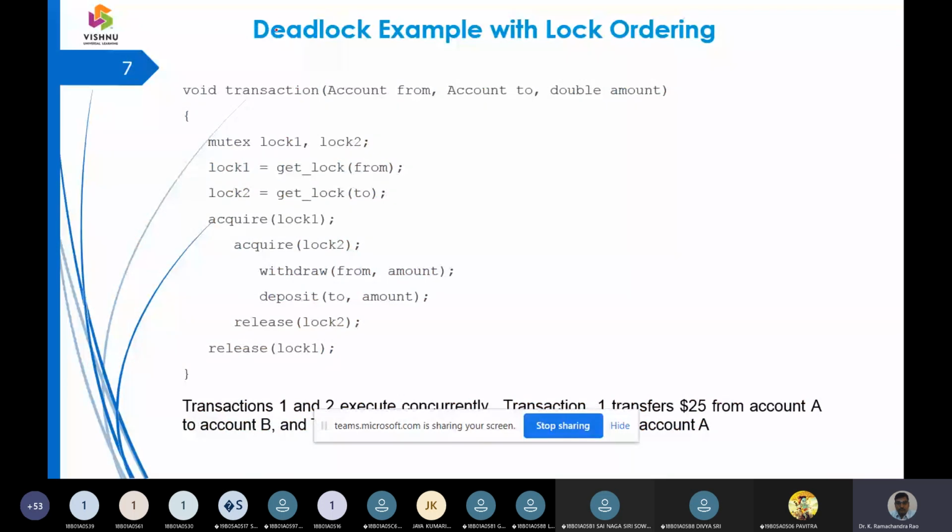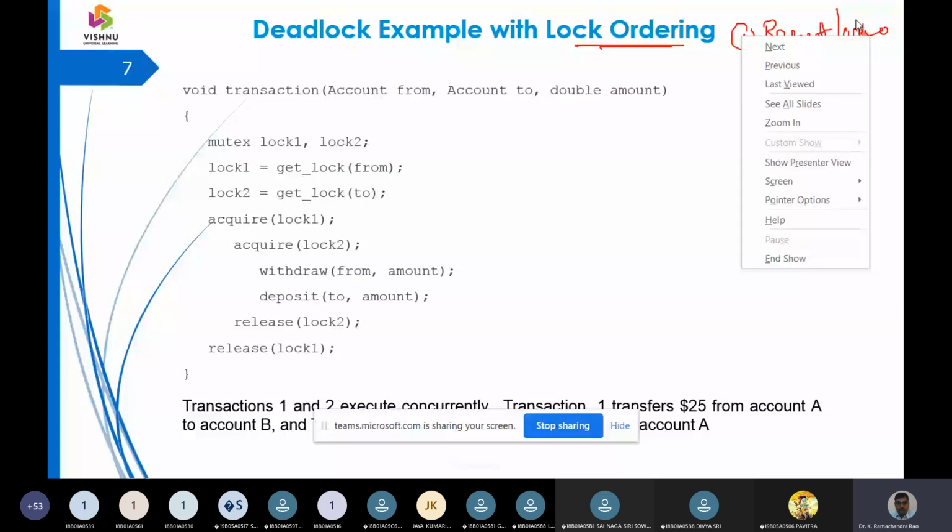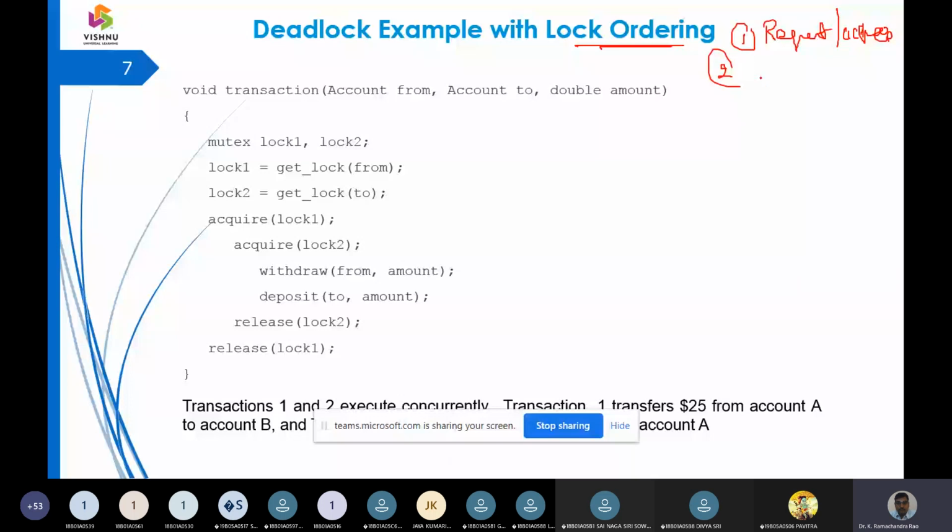The first and best solution is the locking order. So how to give a solution for that? The solution is the locking order. How does this locking take place? One, we call it request for a lock, or acquire. Second, using of a resource. And third, releasing of a resource.